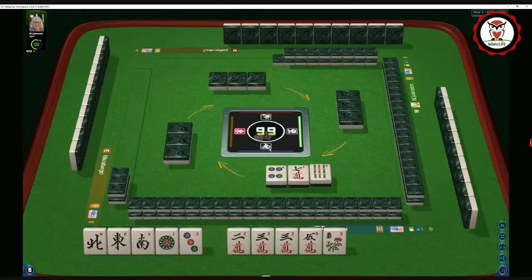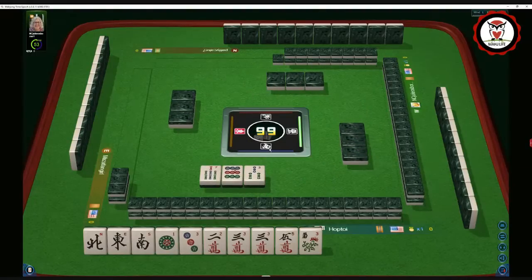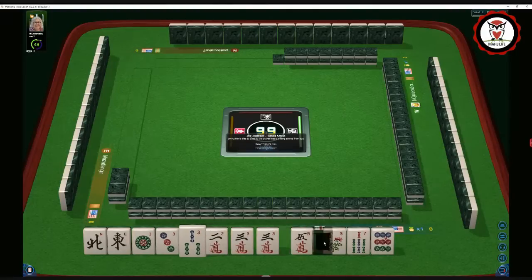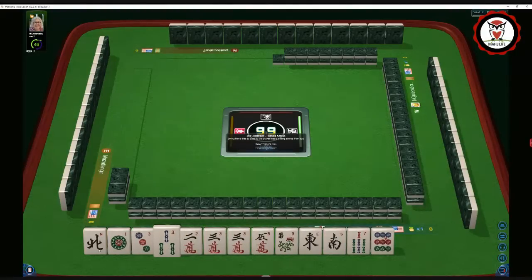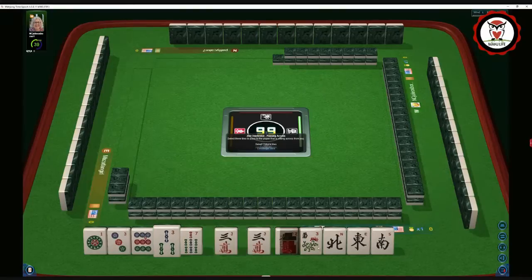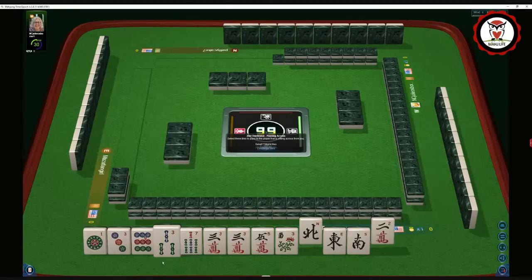We could still play maybe little odds, is probably what I'm thinking. Here's a three bam now. We'll keep that. I would let the winds go at this point and focus on little odds most likely. In that case, we could keep the odds in general. Pass a two, let's say an east. Oh, we let an east go. Let's pass a north, and then we need to let something go. Let's let the seven bam go.